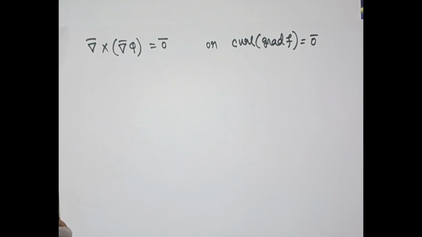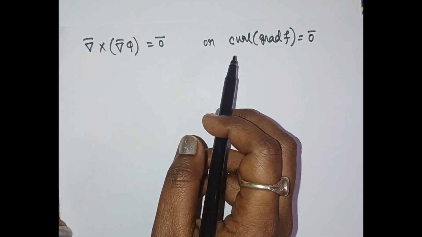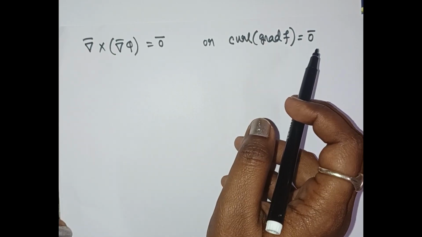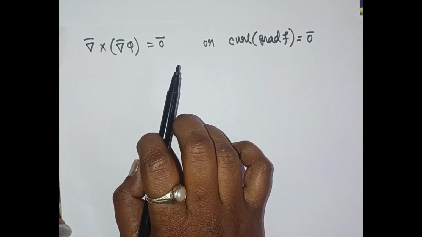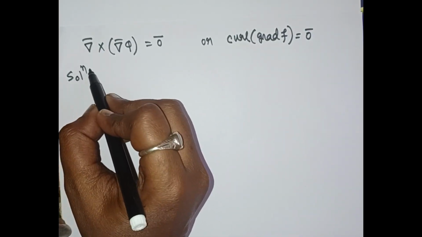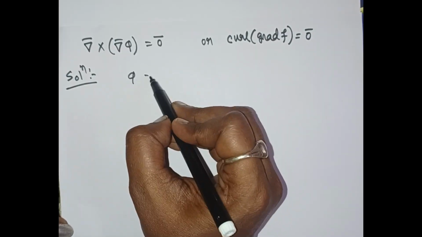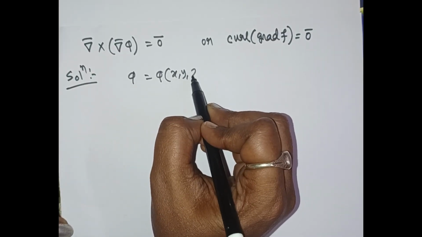So many times I am saying that curl of grad phi equal to 0 vector, or curl of grad f, or grad phi equal to 0 vector. This you have to use in your MCQs. So now you have to know how these are coming. So curl of grad phi, let phi be any function of x, y, z.